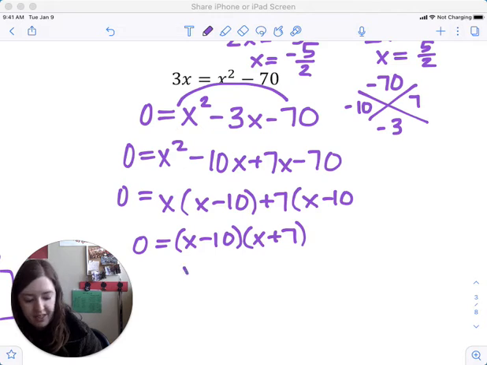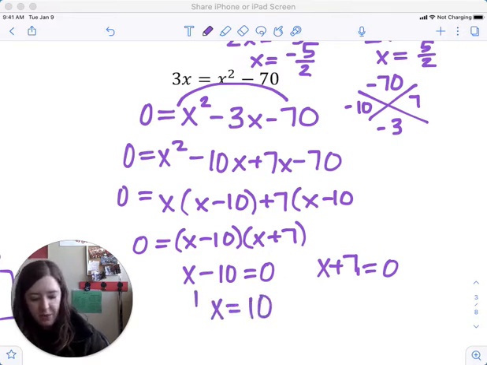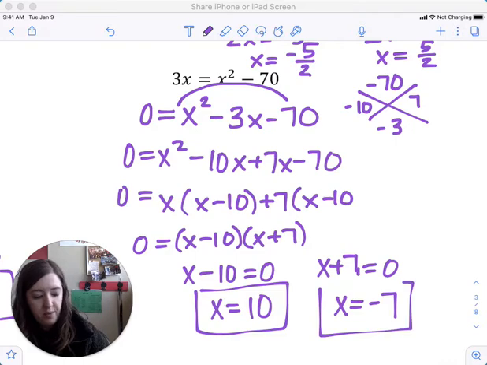So then we'll set each of those equal to 0. X minus 10 equals 0. X plus 7 equals 0. So we will add 10 to both sides, and we'll get that x equals 10 for one of my answers. We'll subtract 7 from both sides, so we'll get that x equals negative 7 for my other answer.